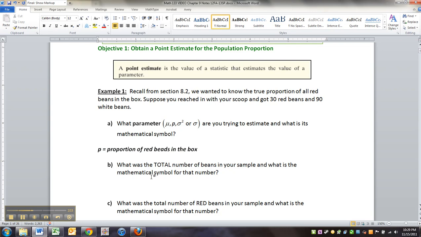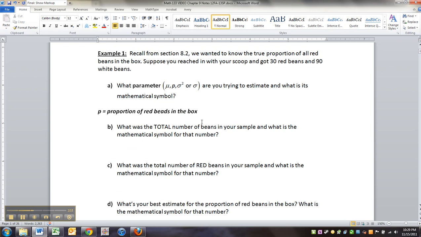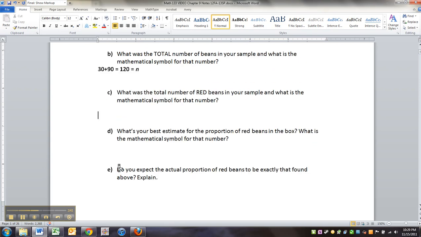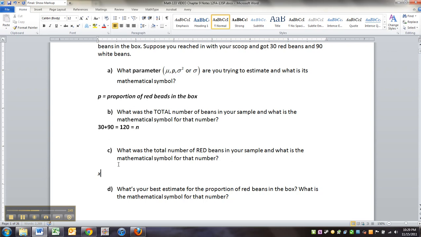Okay, what was the total number of beans in our sample? Well, I had 30 red beans and 90 white beans, so that would make 30 plus 90, which would be 120. What was the mathematical symbol for this? It's n, right? Because it's your sample size. All right, now what about this? The total number of red beans is x, lowercase x, which was 30. That's the number of red I had.